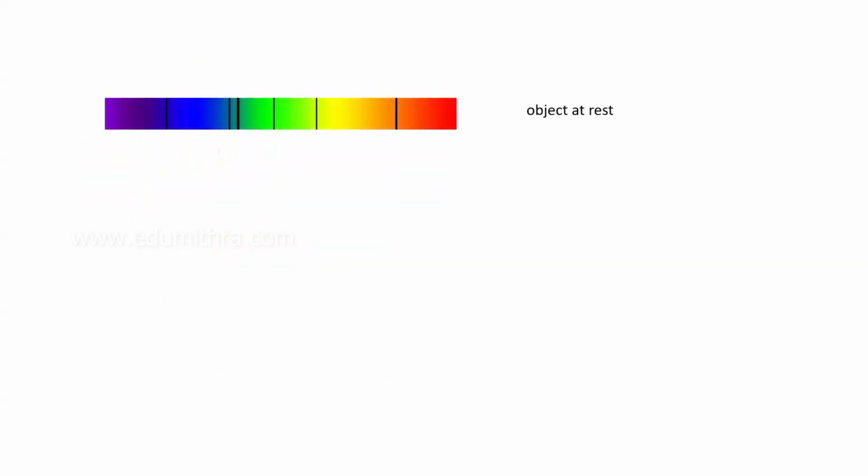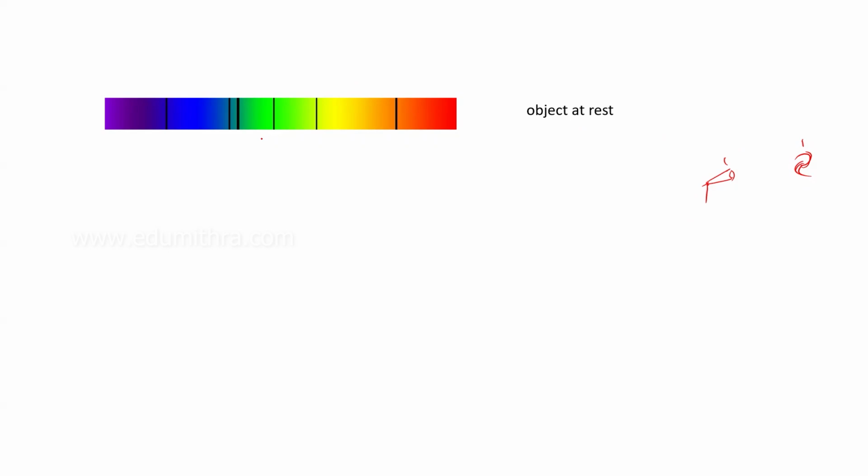Suppose an object is at rest. You can see it has certain spectral lines like this. That means the astronomical object you are observing through a telescope is going through a spectrometer, and you got some pattern like this. Suppose this is a galaxy, and with respect to us this galaxy is at rest, it is not moving at all, the gap between us and the galaxy is not changing. Then you get a pattern like this, and we call it the rest spectrum, or the original spectrum.